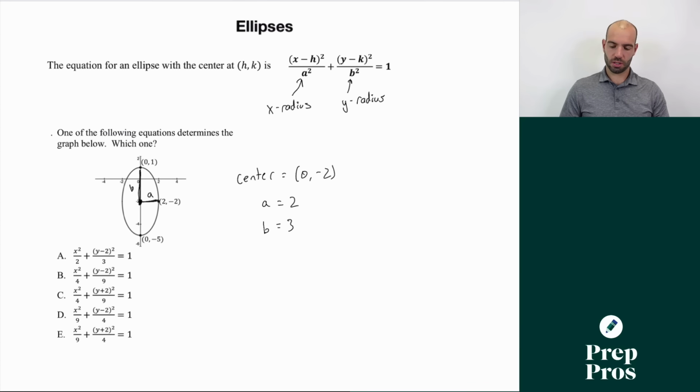So we can use the answer choices, or we can write out the equation on our own. What we need here is (x minus h) squared. Well, it's just like (x minus 0) squared.